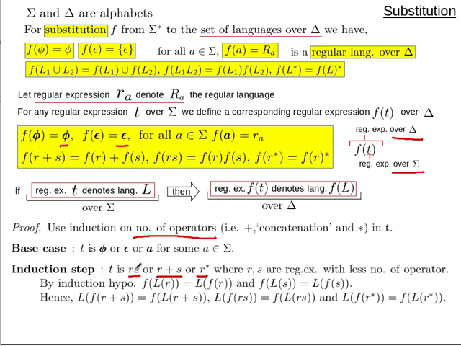Because you are kind of taking out this concatenation operator, or this plus operator, or this star operator. So this R itself or S itself contains fewer operators than T. So then by induction hypothesis, we have this thing, right? The language that is denoted by R, if you take the substitution over that, that is the language which is denoted by f(R). So this is what it means.